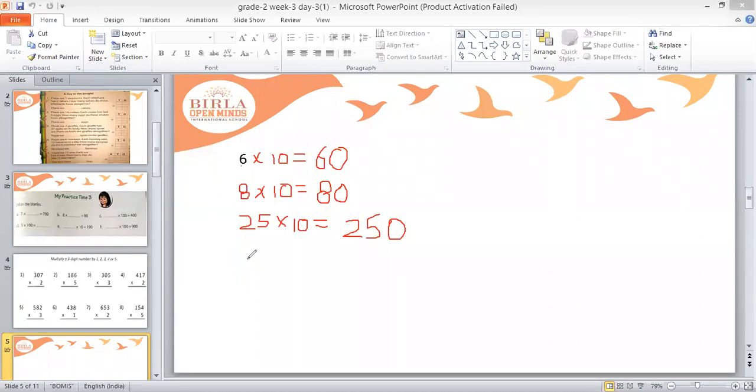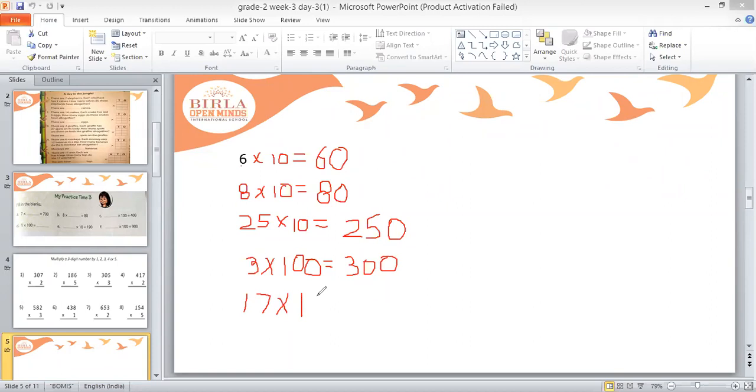Now suppose you are multiplying any number with 100. Here we are multiplying 3 with 100. We will write that number, so we write 3. And after this 3, how many zeros will we put? We will put 2 zeros. Whenever you are multiplying any number with 100, you will put 2 zeros after that number, because in hundred we have 2 zeros.